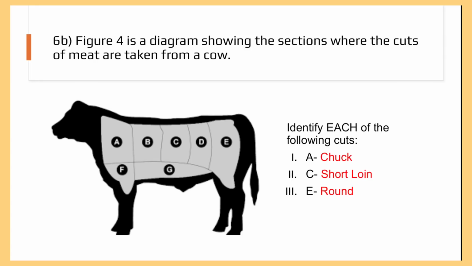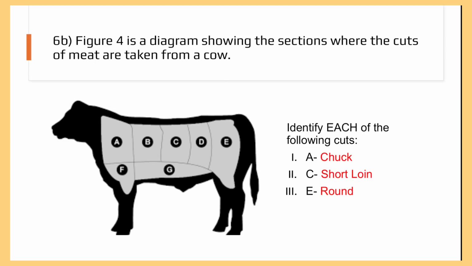Alright, we're moving on to the cow that broke the CSEC internet. Now this question is asking you to look at the diagram and to label the sections identified. So it would have asked us to label part A, part C, and part E. So for part A, that section is known as the chuck. For part C, that's the short loin, and then section E is known as the round.